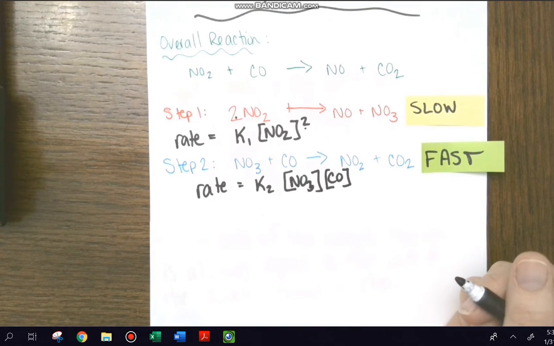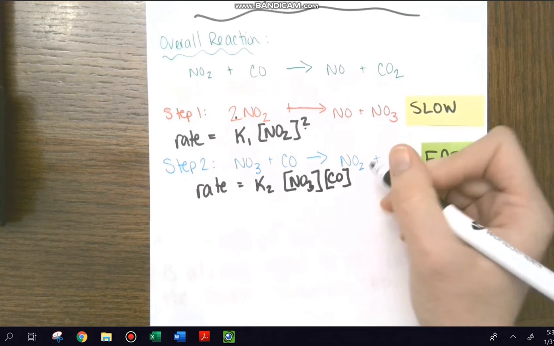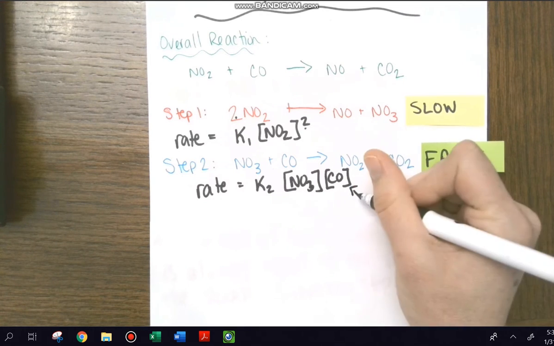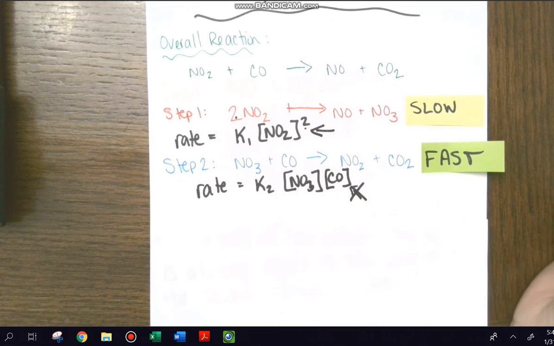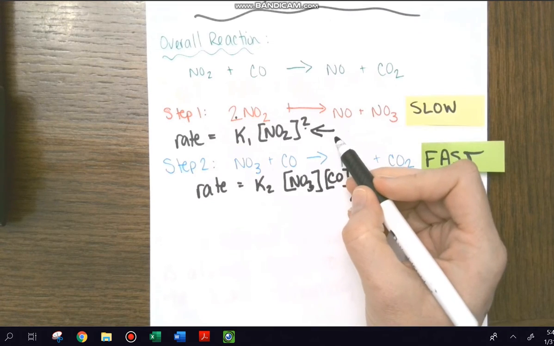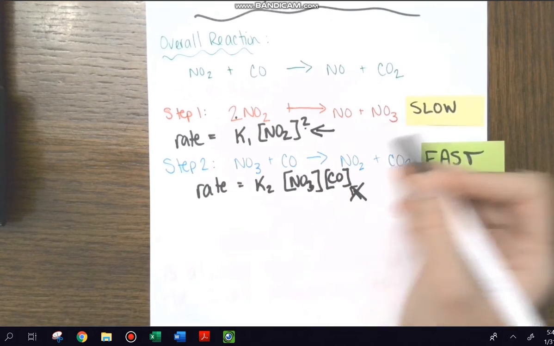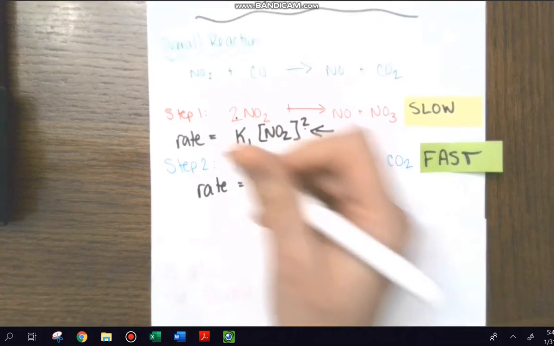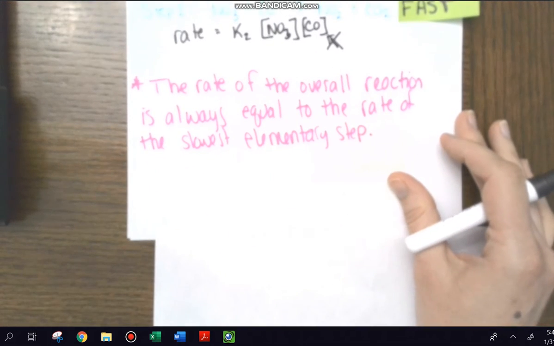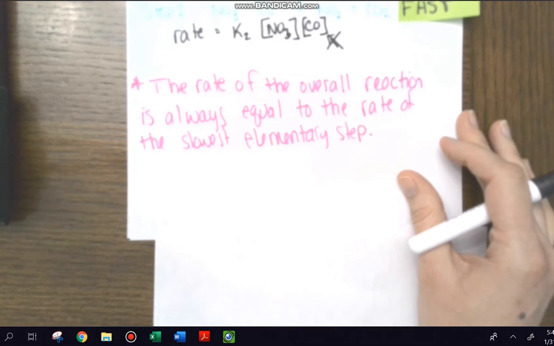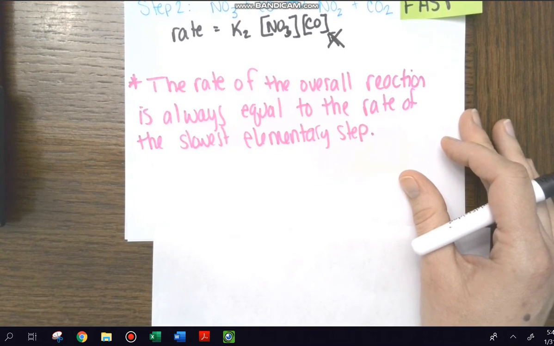Now, very simply, I am going to say that my rate here is not this one, because that isn't limiting my reactant, right? My slow rate is going to limit the rate, so that means it can't go any faster than this. So this is as fast as it can go, so this will always be. All right, so the rate of the overall reaction is always equal to the rate of the slowest elementary step.